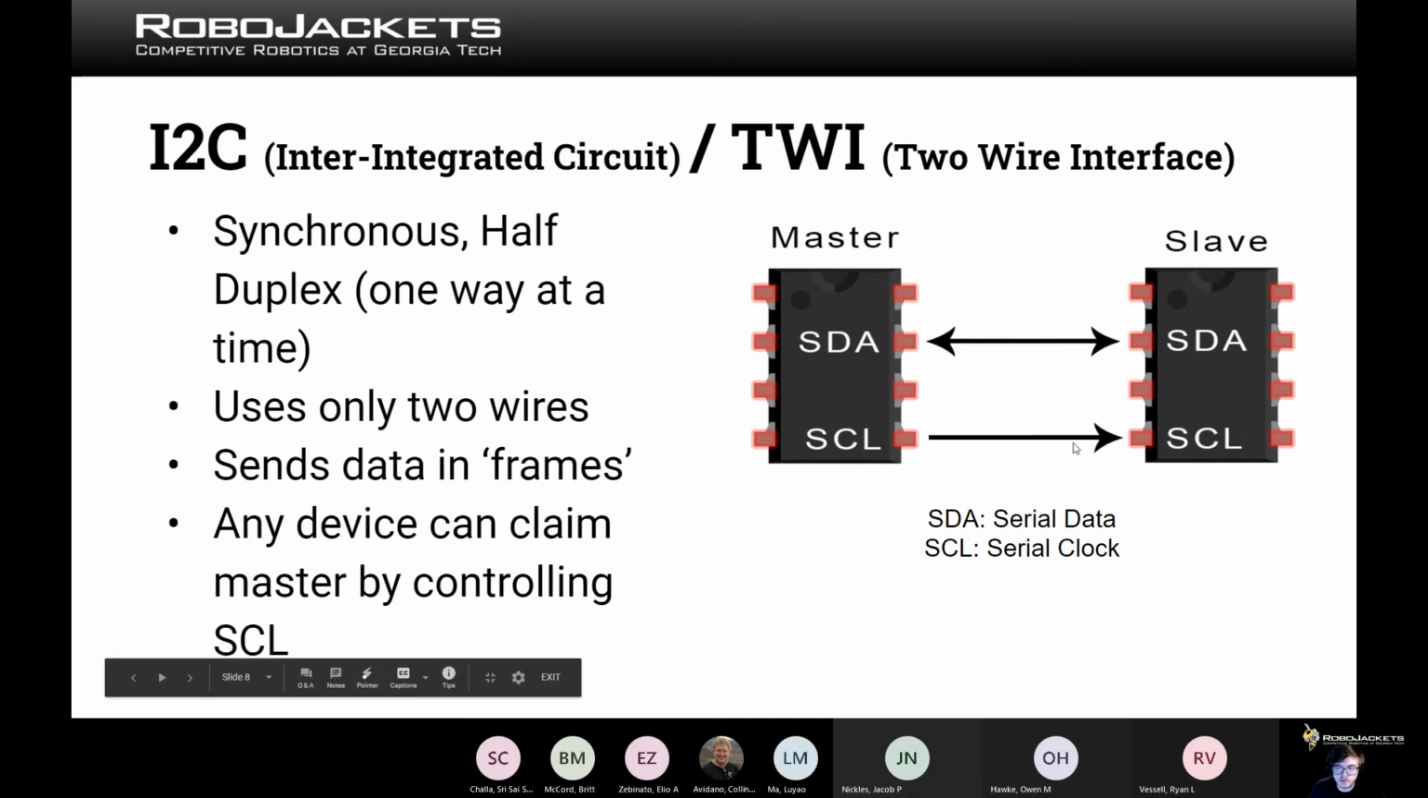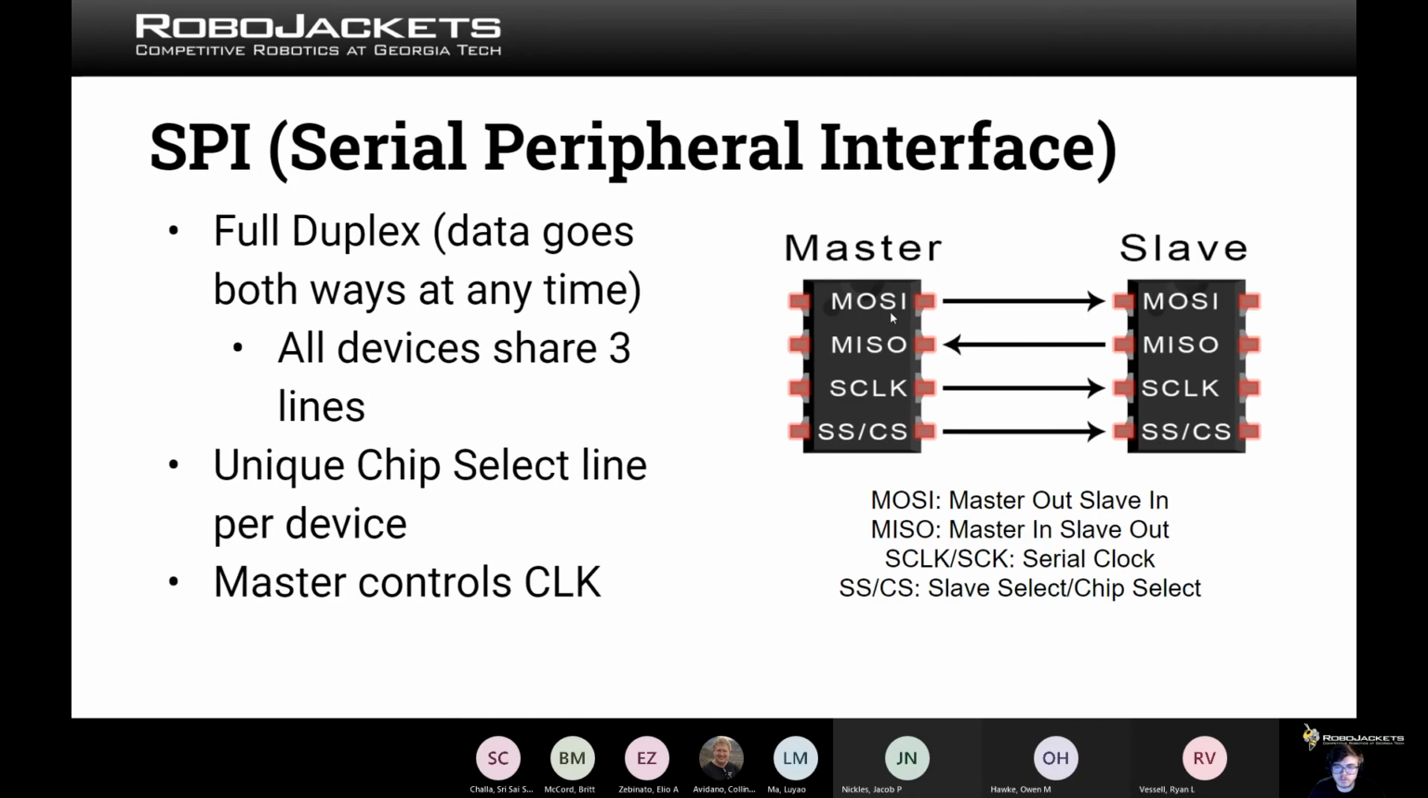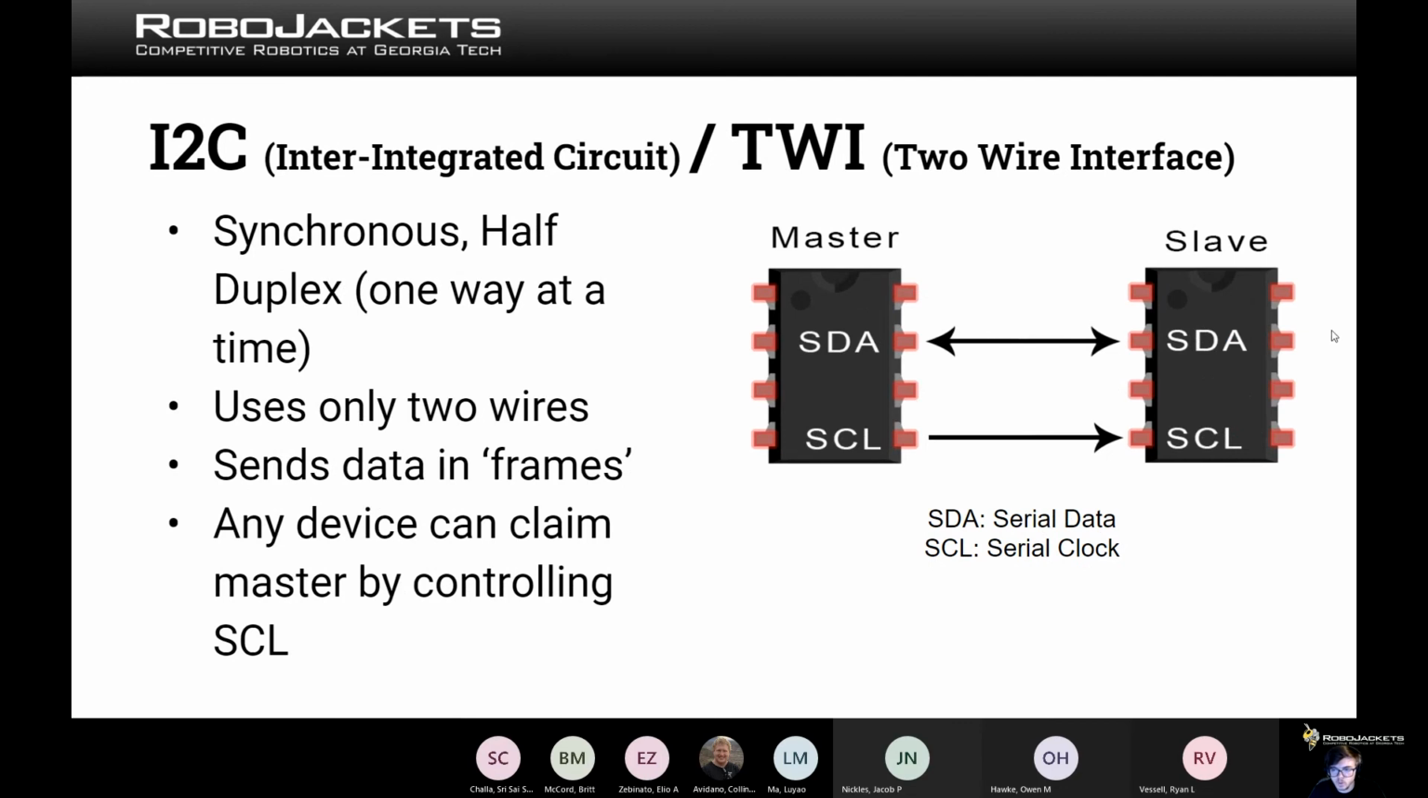So we still have that serial clock, but half duplex this time means that information can only go one direction at a time, and it uses capacitance, which gets a little bit into the electrical aspects, but it uses capacitance for determining which way things will go. So, compared to SPI, where you can have information going both ways at the same time, you can only have information going one way at a time.